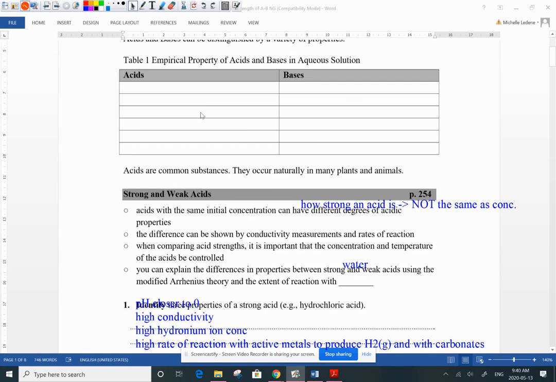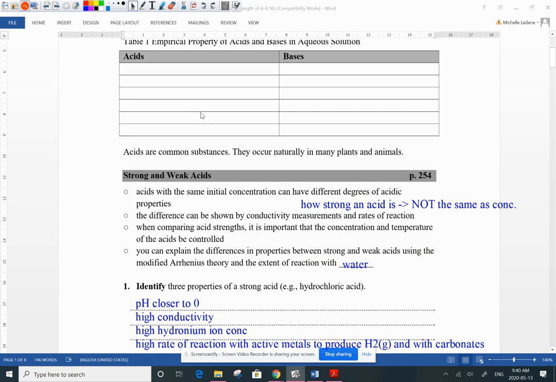So then what is it makes an acid strong or weak? Well, how strong an acid is not the same as its concentration, right? Concentration is how many particles there are in a solution per the amount of the solution, like the solvent. How strong an acid is depends on how much it reacts with water and how much it ionizes to make hydronium. So the difference between a strong and a weak acid, we have to go back to our modified Arrhenius theory, the reacts-with-water theory, and talk about how much the acid reacts with water.